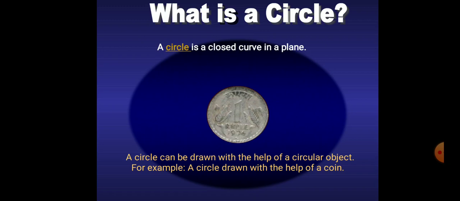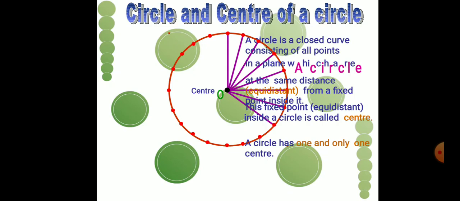A circle is a closed curve in a plane, and we can draw a circle with the help of a circular object. Next, let us see what the center of a circle is. A circle is a closed curve consisting of all the points in a plane which are at the same distance from a fixed point inside it. That fixed point is called the center of the circle.